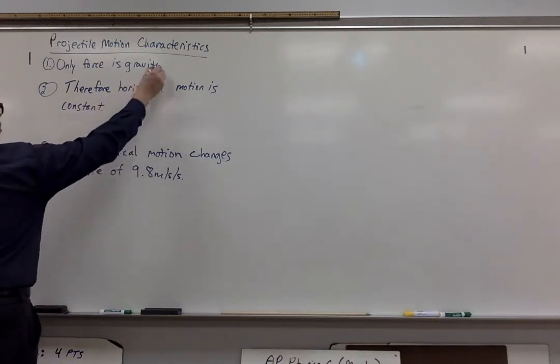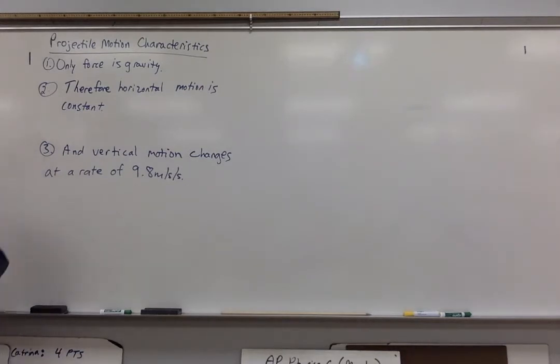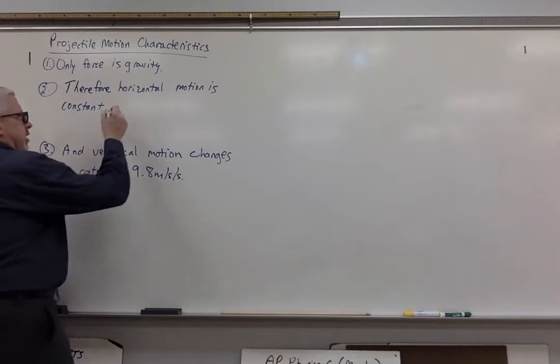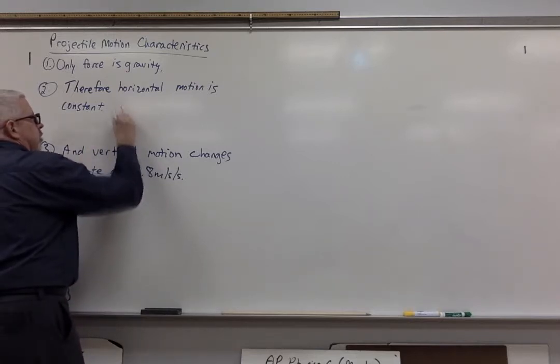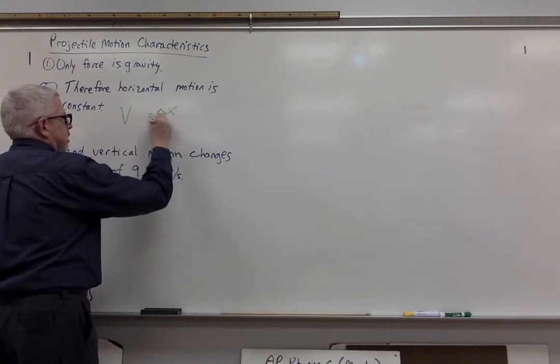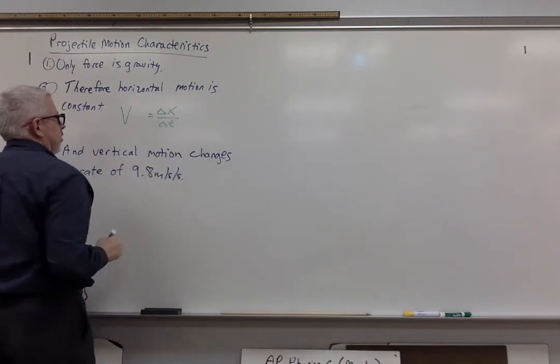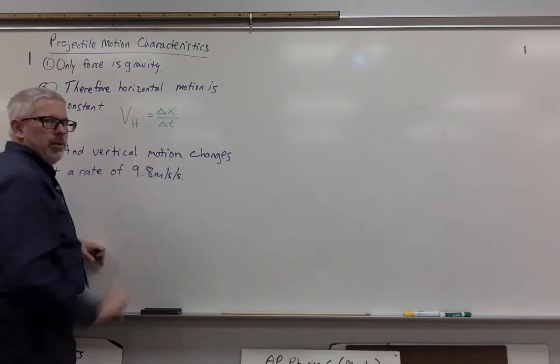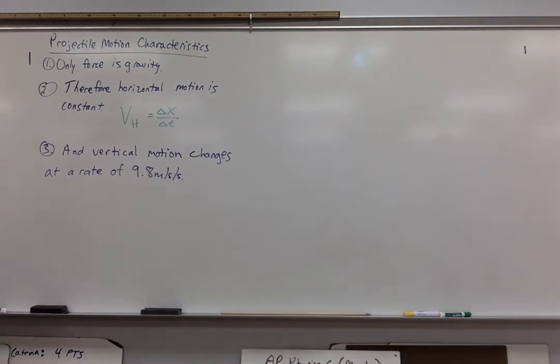Now, what that means is, of the kinematics equations we've had, the only one that works with that is this. If you recall, we said that average velocity is equal to change in position, or displacement, over change in time. Instead of calling this V average, I'm going to call this VH for horizontal. It's the same equation. Nothing different than that.